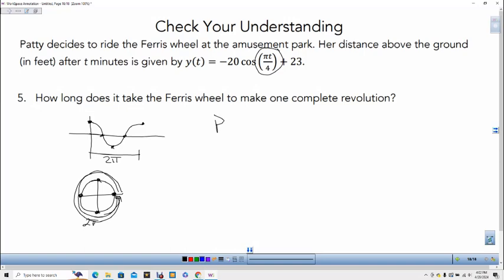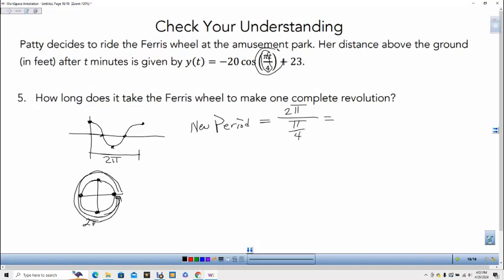So the new period, time to complete one cycle or one revolution, is nothing more than the old period, 2 pi, divided by whatever is multiplied by the variable inside. That's going to be pi over 4. Don't forget the 4. Remember, this t is essentially taking the place of x. So we're looking for what's being multiplied by that t, and in this case it's pi over 4, so we're going to divide by pi over 4.